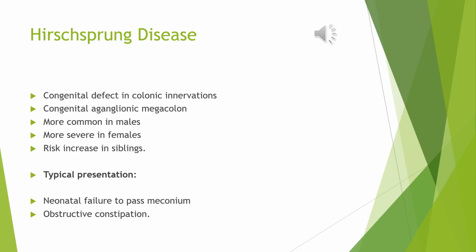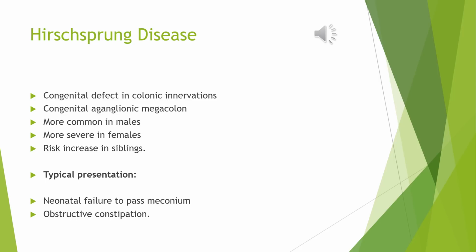One of the important causes of non-mechanical or functional obstruction of the large bowel is Hirschsprung disease. Hirschsprung disease is characterized by a congenital defect, that is, the baby is born with a defect in the colonic innervation, in the intrinsic nerves of the bowel wall. It is also called congenital aganglionic megacolon.